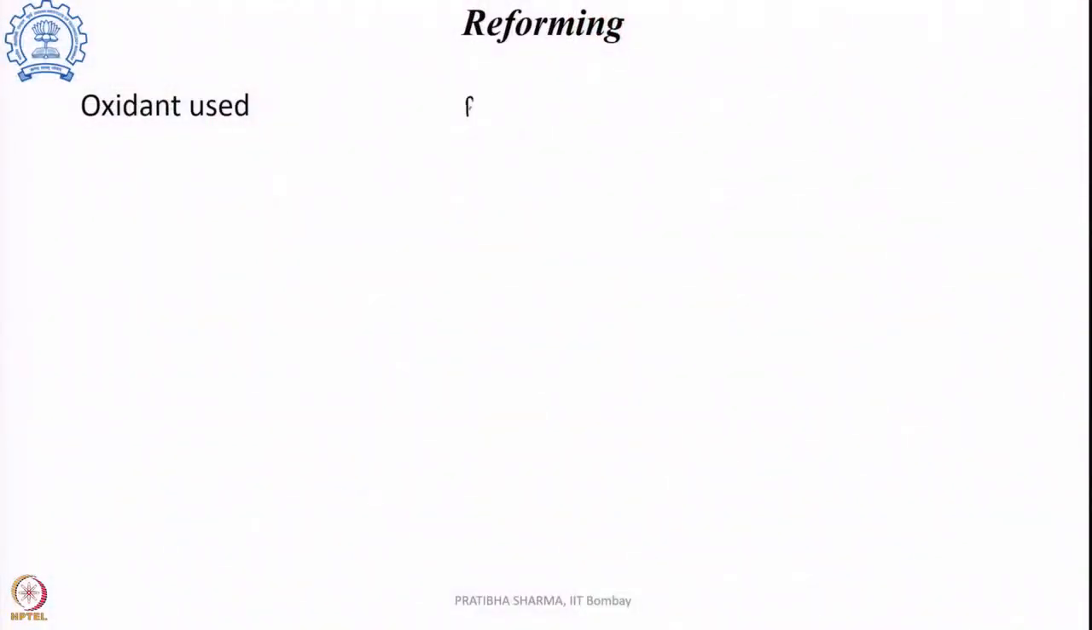Now, the term reforming suggests it is forming again. So, we can define it as the reactants, which in this case are hydrocarbons and oxidant. So, your reactants are reforming to produce the desired product, or the hydrocarbons and oxidant are reacting together under certain operating conditions to form the desired product. So, that is what is reforming.